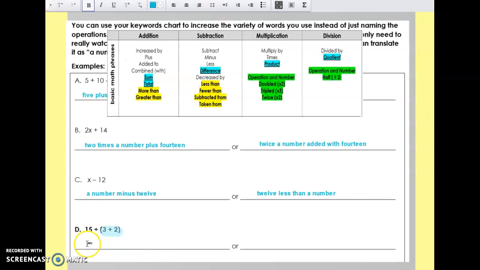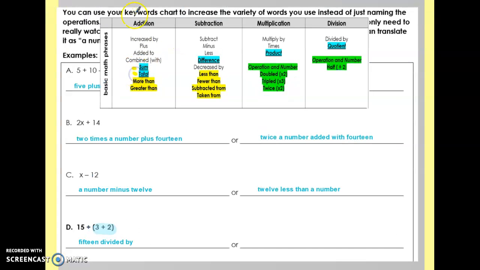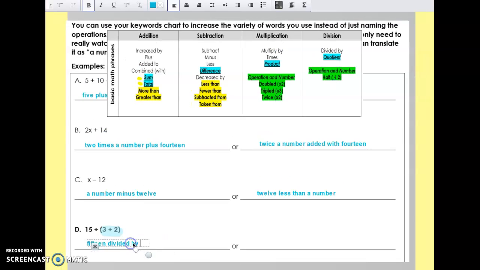So for this last one, again, you can start from left to right. So we could say 15, move it up there so you can see me type, 15 divided by, and because there are parentheses around there and it's an addition problem, you could use either of these keywords, sum or total. Okay, so 15 divided by the sum of, what two things am I summing or adding together? 3 and 2.